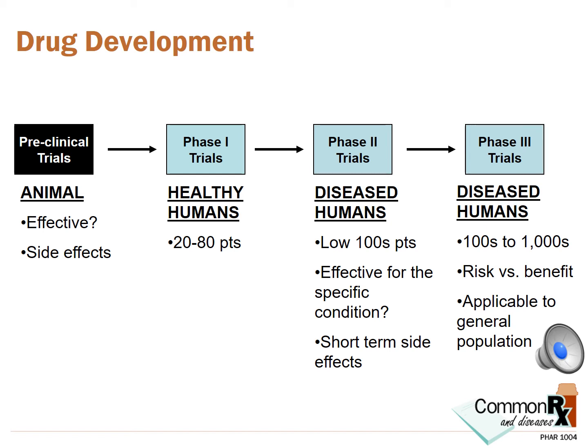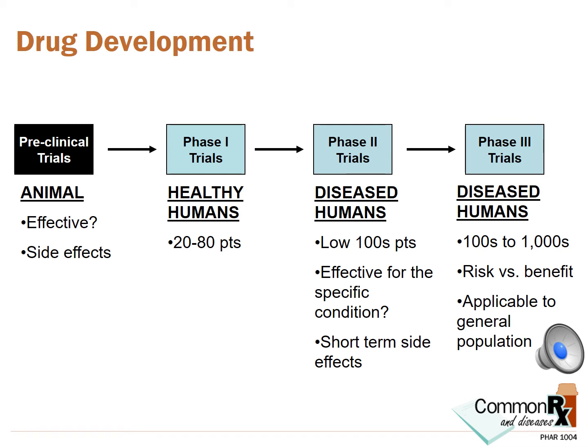If everything looks good in the preclinical trials, then the compound will be tested in healthy humans. These study subjects are people who do not have the condition that the medication is desired to treat. The purpose of this Phase 1 trial is to examine the pharmacokinetics of the medication. In other words, to evaluate how it is dissolved, absorbed, and eliminated by the human body.